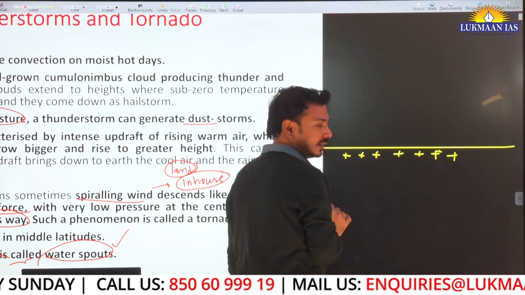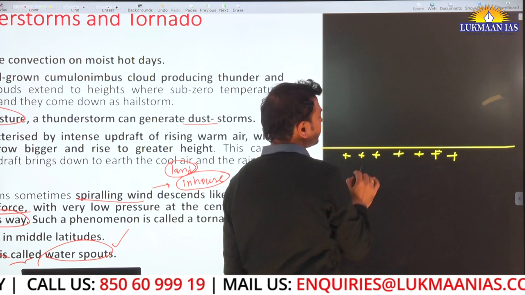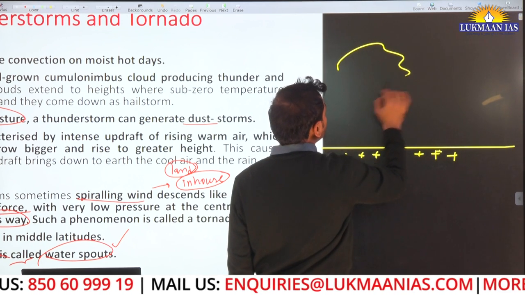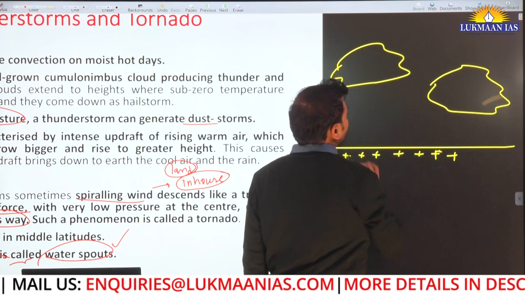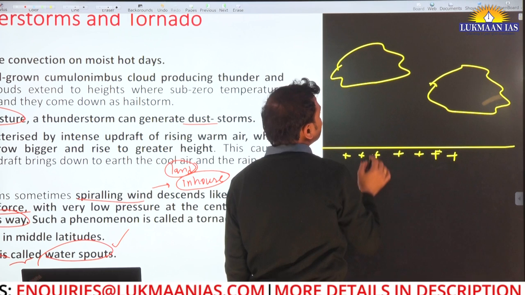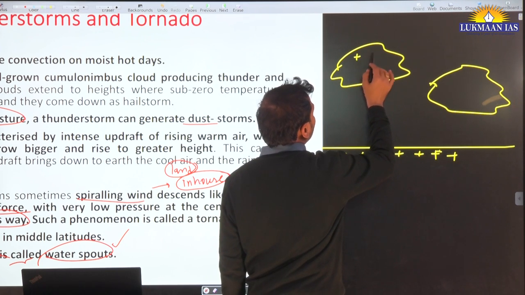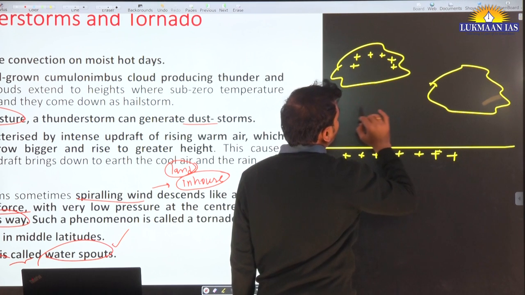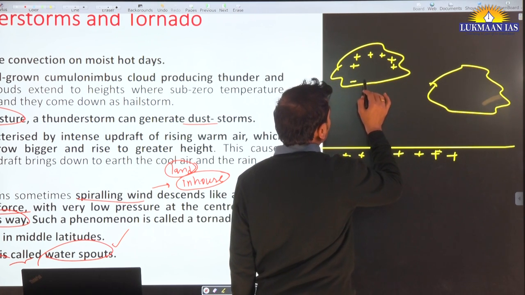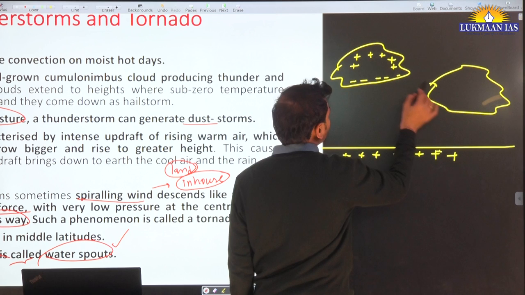Suppose this is ground and it is having the positive charge on the ground, suppose. And here, let's say the cloud is formed. Here there is cloud. Now, what we observe is generally the upper part is having this positive charge, and we can say that the bottom part is having negative charge of the cloud.